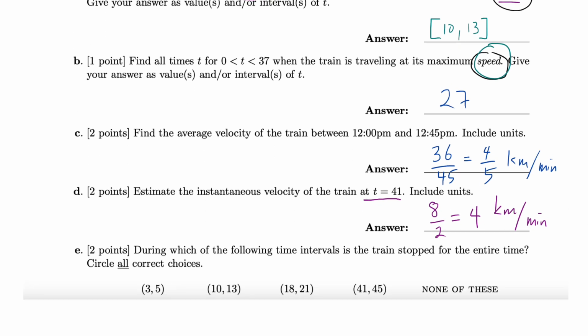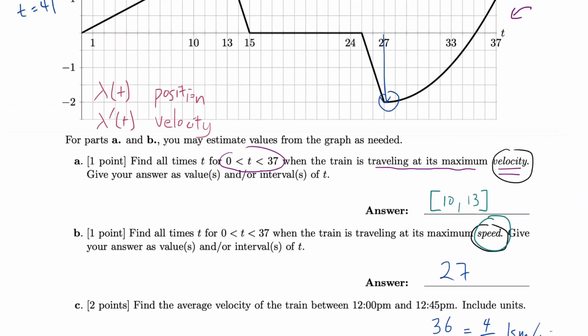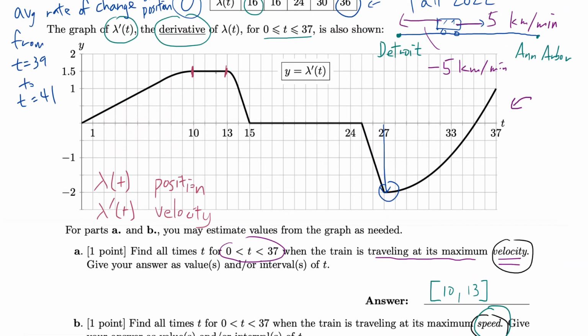Let's look at the final part. During which of the following time intervals is the train stopped for the entire time? So the position of the train is staying exactly the same the entire time. Another way of saying that is that the velocity of the train is 0 for the entire time. So let's take a look at, say, this graph. Where is the train stopped?